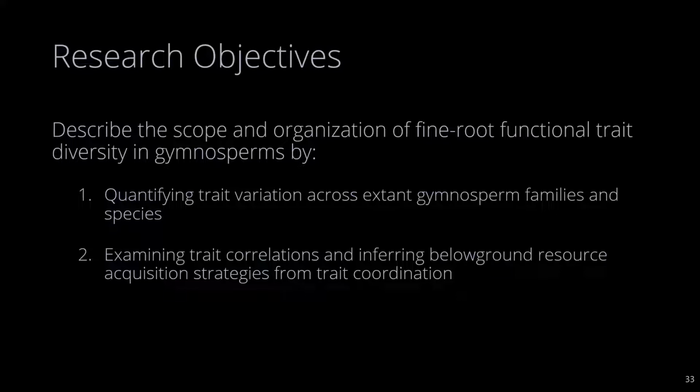So we started by quantifying the variation that we saw in gymnosperms and examining the correlations, because again, how those traits are arranged and how they're related to one another, we think gives us good information about how those plants actually have a strategy for acquiring nutrients in soil. So can we use this eventually to understand why pines are maybe good at some sites, but cedars are good at other sites?